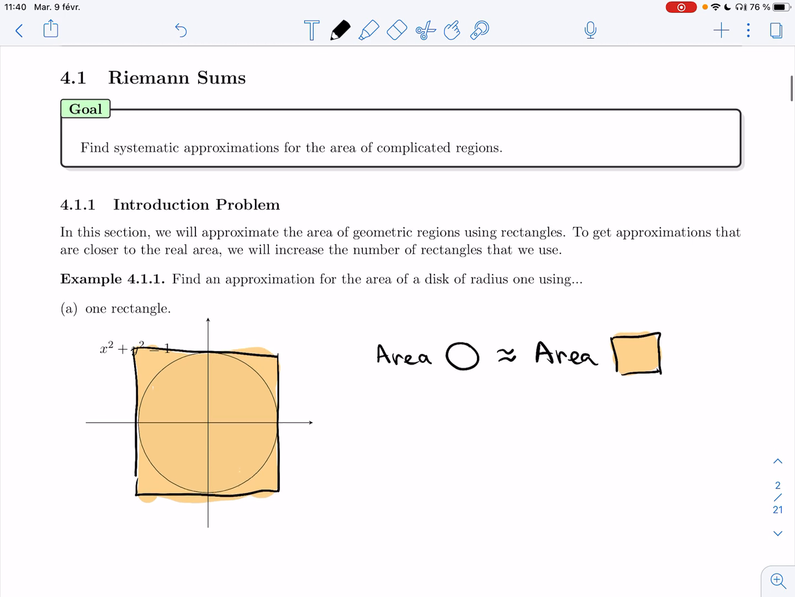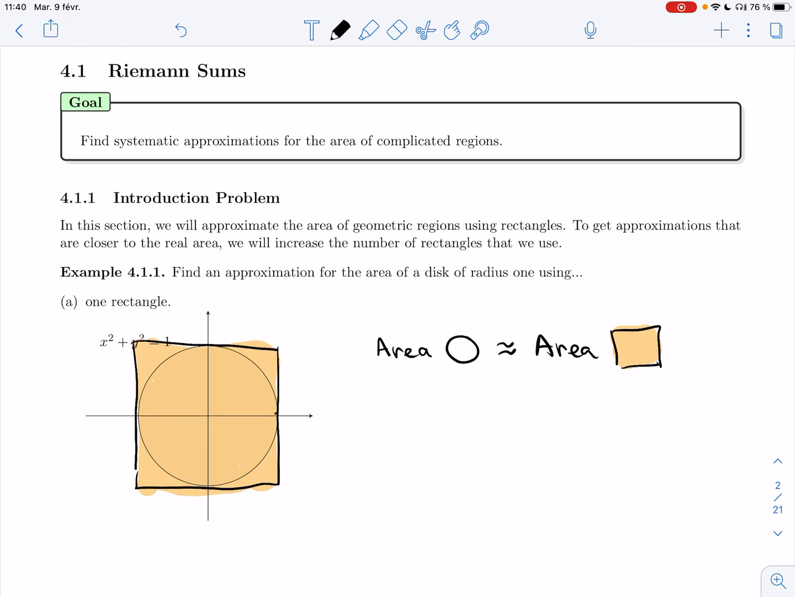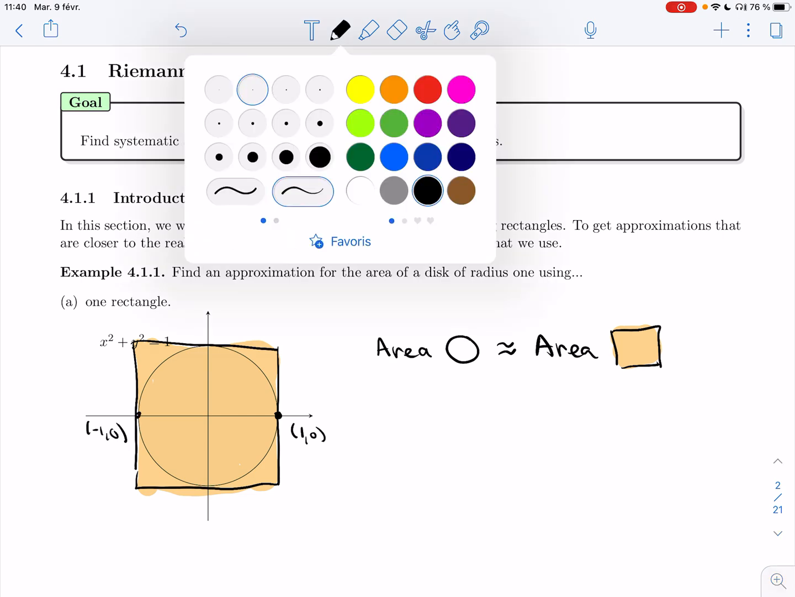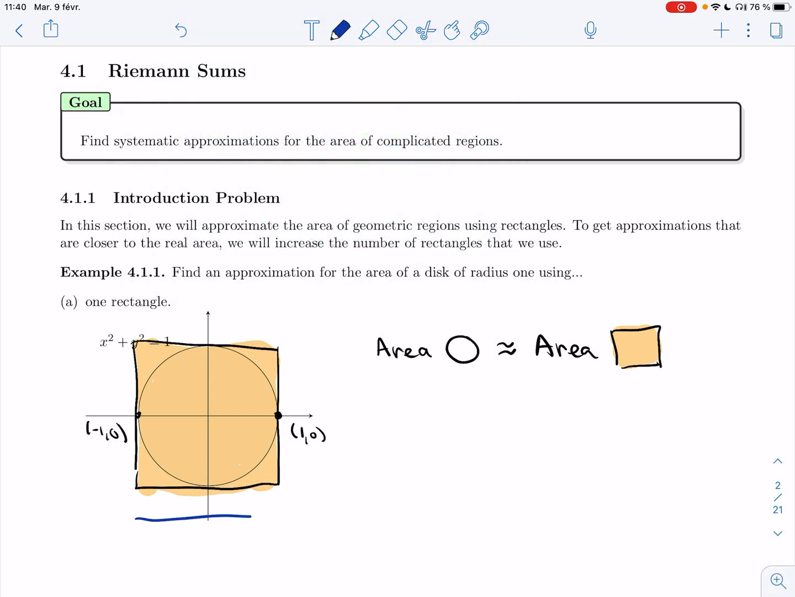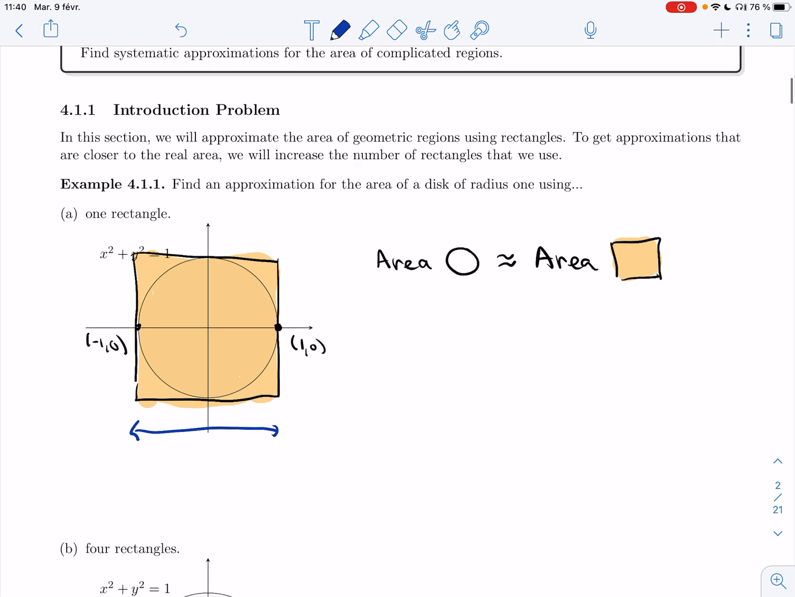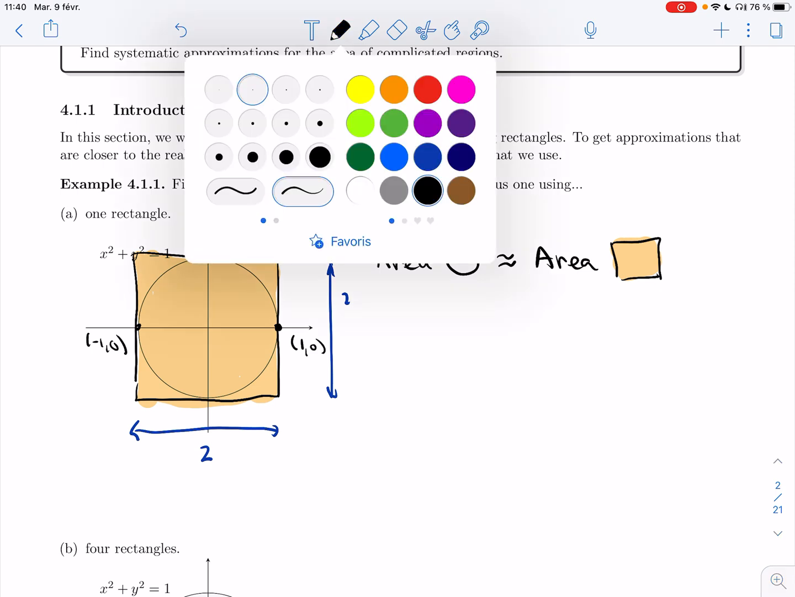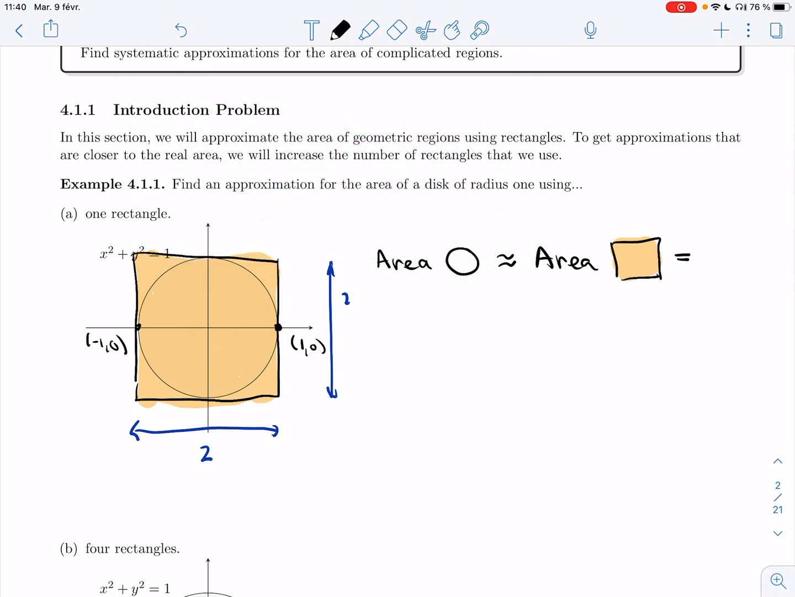All right, so let's see. This is a circle of radius 1, so this point is 1, 0. This point is minus 1, 0. So really, the width of the square is the diameter, which is 2. Same thing, the height of the square is the diameter, which is 2. And so this area is base times height, which is 4.